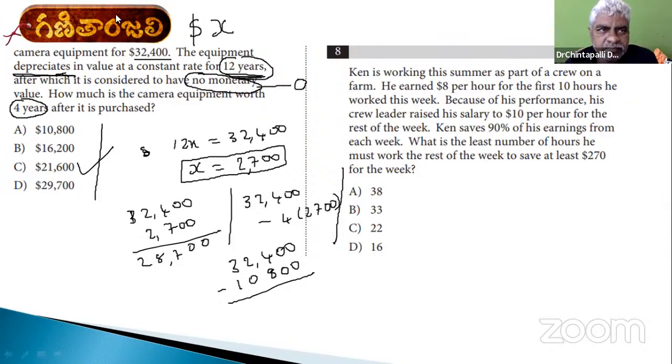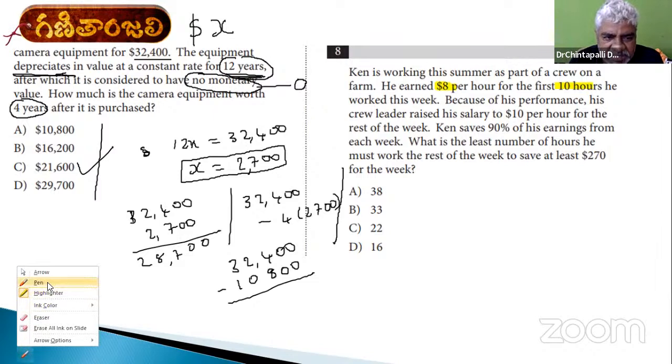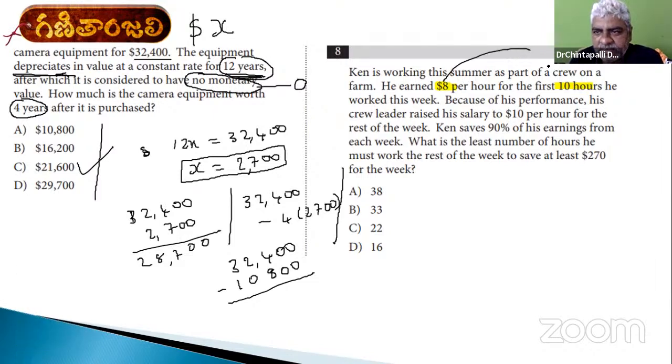Ken is working this summer as part of a job on a farm. He earns $8 per hour. His earning is $8 per hour. He is earning $8 per hour for the first 10 hours. That means in the period of the first 10 hours, he earns $80.